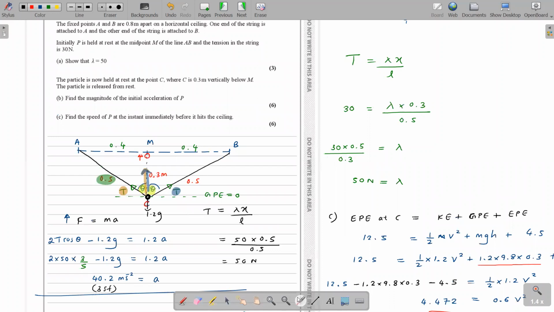Okay, so moving on to part C. Find the speed of P at the instant immediately before it hits the ceiling. So basically you are pulling. Now you know what's happening here, right? You've taken the particle C 0.3 meters below the ceiling, and then you're releasing it and it's going to move up and hit the ceiling, and they ask you to find the speed of P at the instant immediately before it hits the ceiling. So just as it arrives at the ceiling.